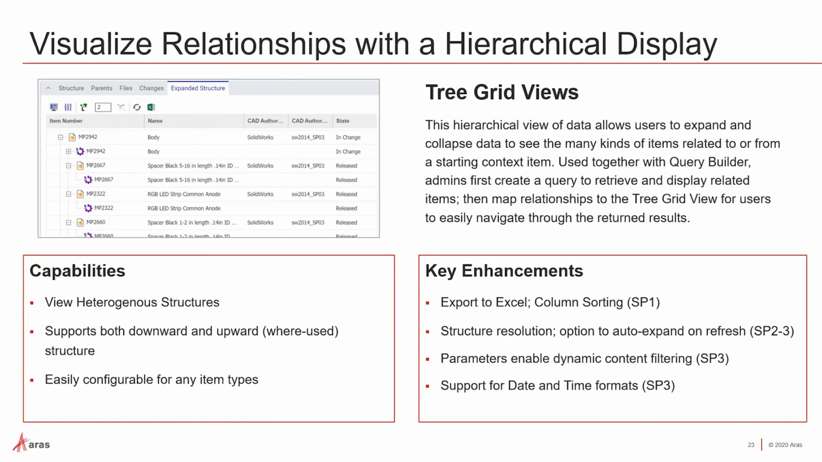Moving on, we have hierarchical displays, which are very conveniently modeled and displayed using tree grid views. This is something that's been available for quite a while in 11, but we've significantly enhanced it in 12. Some of the things we've done are being able to export the view to Excel, do column sorting, and the ability to do structure resolution, which is leveraged in our BOM effectivity. Ability to auto-expand when you refresh to show new content, and parameters to filter the content of the tree grid view, and support for date and time format. In 12, we also integrated tree grid views into product engineering on tabs such as BOM structure, meaning that those views are now configurable.